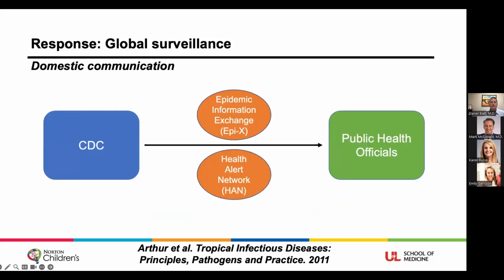Once a pathogen is identified, the CDC then tells local public health officials. Each country has their own method of communicating with local agencies. The CDC in the US uses the Epidemic Exchange and the Health Alert Network. Similarly, in Europe, there's something called the Early Warning and Response System. And globally, the WHO shares information through disease outbreak news on the WHO website.